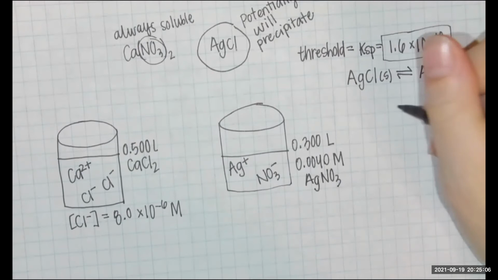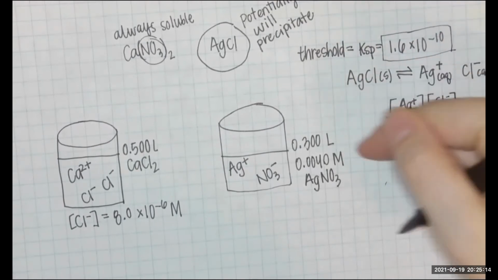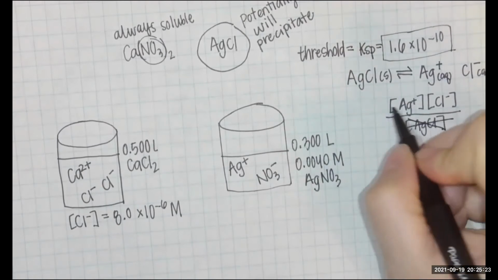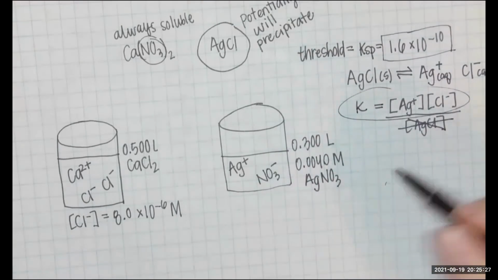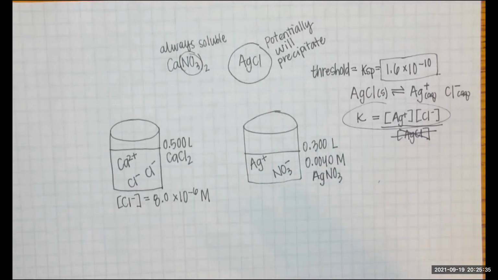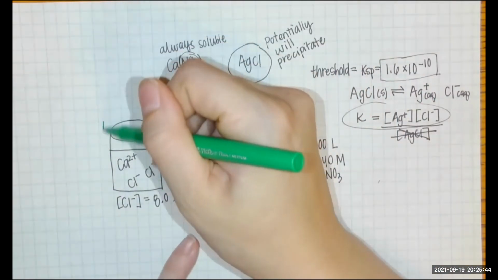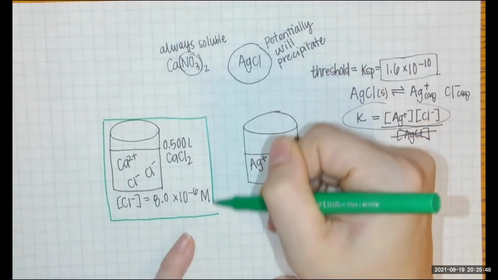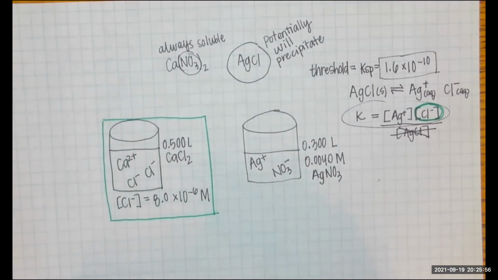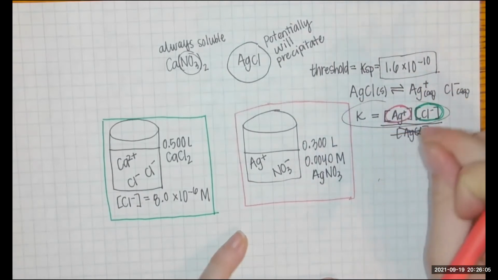My expression would be products over reactants, removing the solid, so just Ag times Cl. That's my expression that I'm using. I need to figure out, from the information given to me, the chlorine info from that beaker and the silver information from this beaker, put them together and see if I beat that.